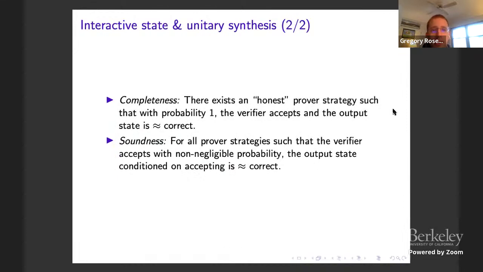And these are the completeness and soundness conditions that we would like to hold. For completeness, there should exist an honest prover strategy such that with probability 1, the verifier will accept and output approximately the state that it's supposed to output. And for soundness, for all prover strategies such that the verifier accepts with non-negligible probability, the verifier's output state with this prover strategy, conditioned on accepting, should be approximately what it is supposed to be.